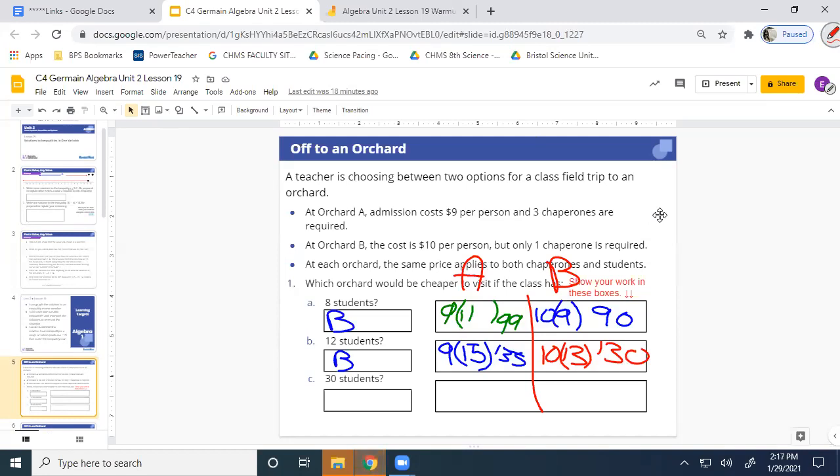Now, 30 people. If we have like a whole 30 group of people going. Melina, which one are you thinking? Orchard A. Nice job. Oh, Julia, you and Julia had the same thought. Said at the same exact time. Crazy. Okay, so we said Orchard A. Let's prove it by doing some math out. $9 times how many total people are going to A? 33, because 30 students plus the three chaperones, 33, gets me how much money?